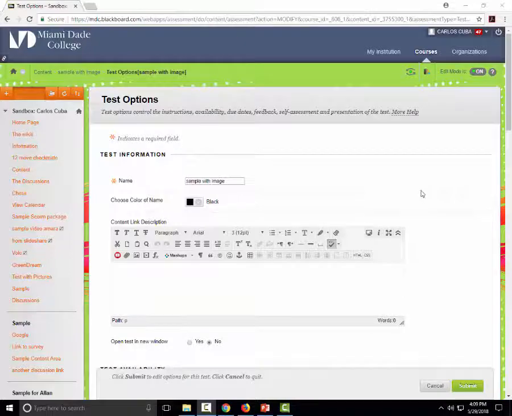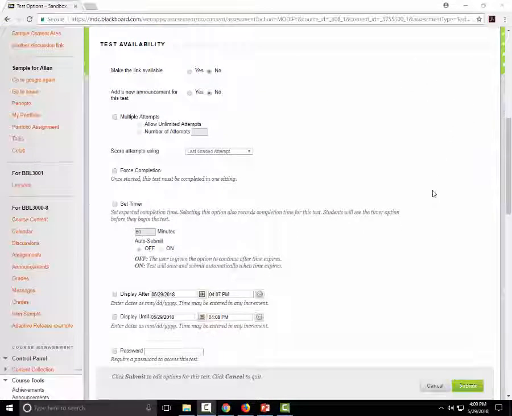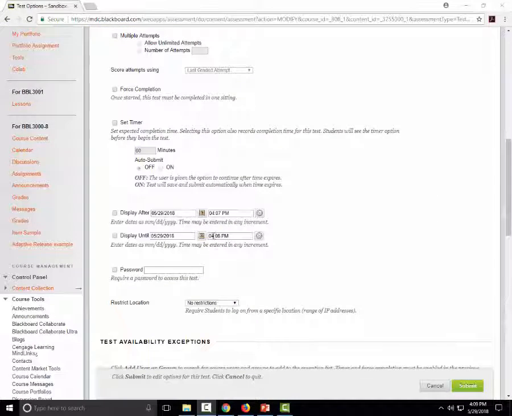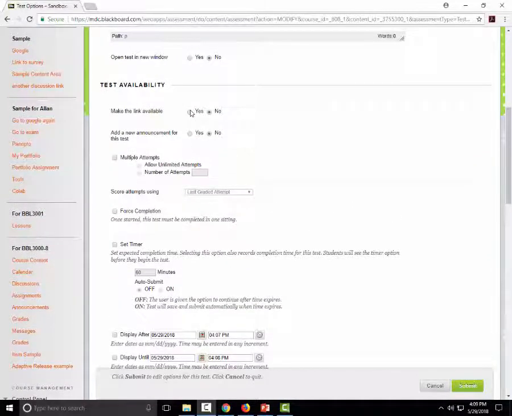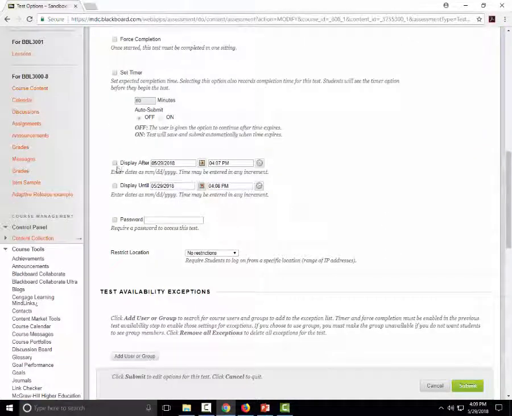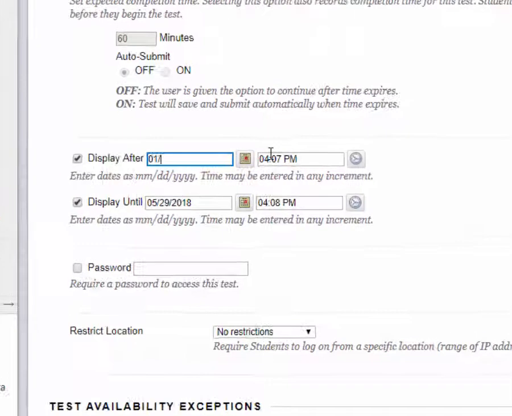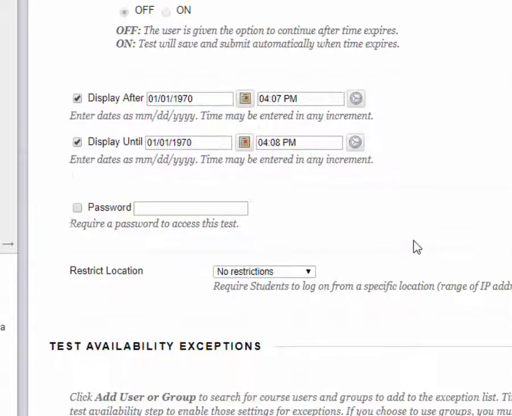So when we go to the test options of our exam, we should be able to know the dates that are being displayed after and displayed until, if it is available. So these dates would denote usually a present time, but in order to be able to have this trick work, we want them to work for a date in the past. So obviously this is not a date that the system is going to recognize anymore.